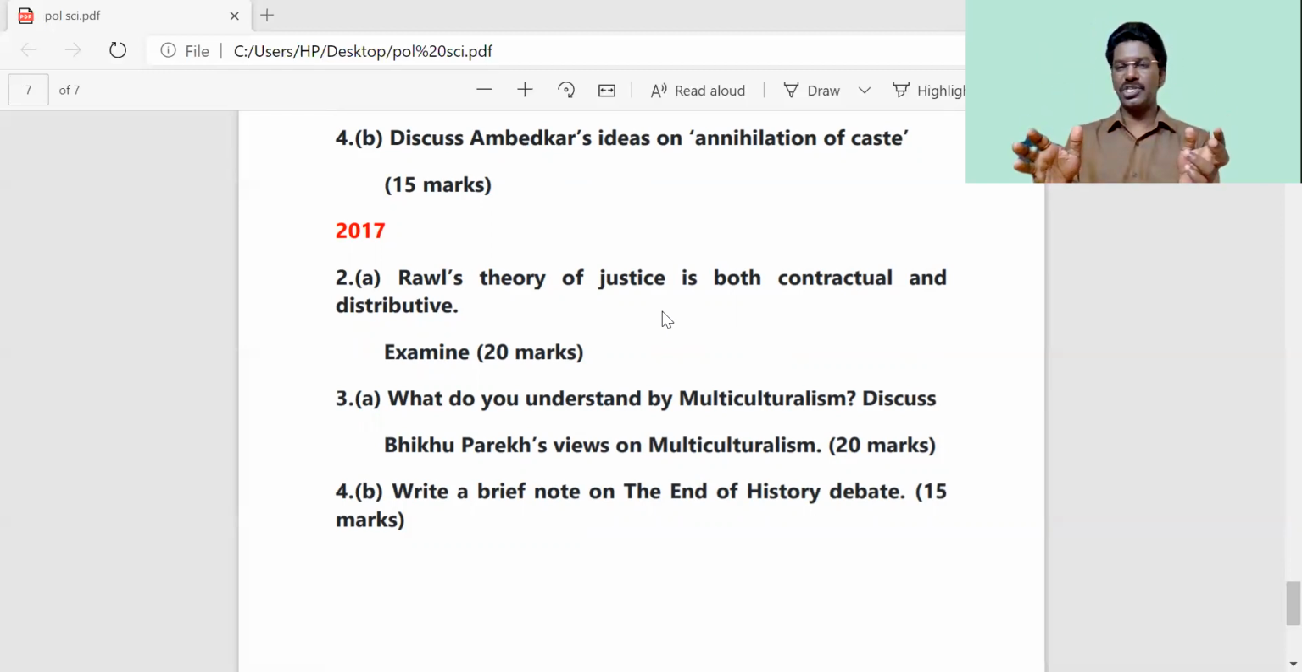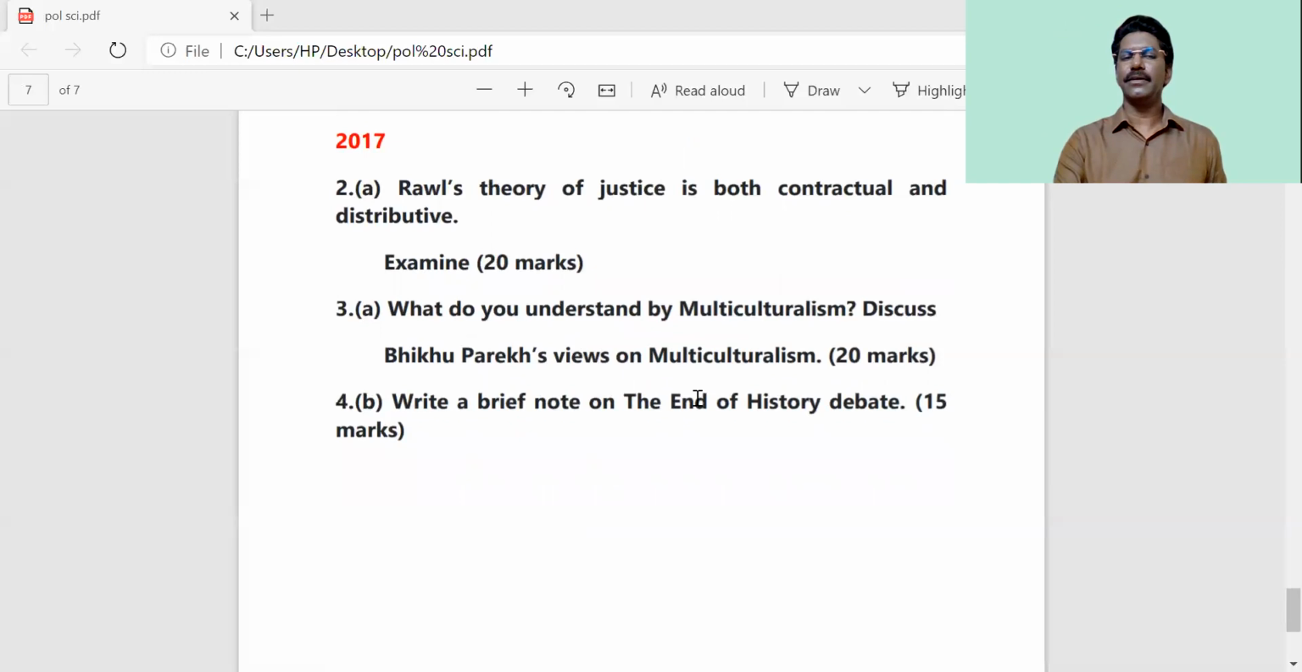I have to prepare a chart and I need to keep it in my packet. Exactly, the question is going to come every year. This is only one strategy. You go further. 4B. The end of history debate.